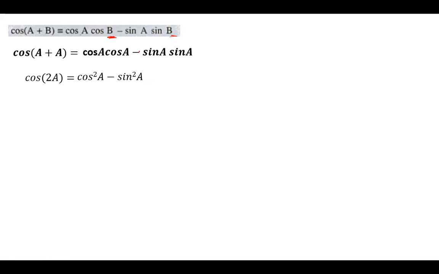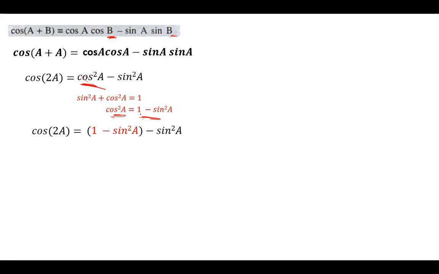Now we can use the Pythagorean identity, which is sine squared A plus cos squared A, and then we make cos squared A the subject. We're going to have 1 minus sine squared A. Then from there, we replace cos squared A here with what we get on this side and put it there. So when you put it there, you get something like this.